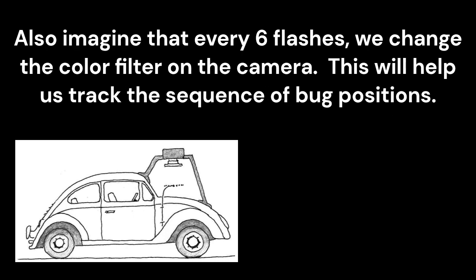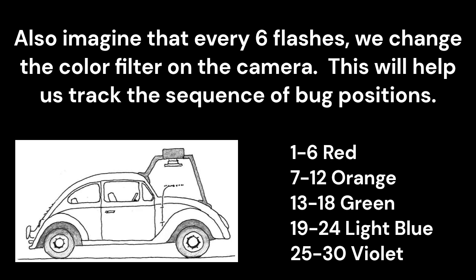Also imagine that in this strobe camera, every 6 flashes we change the color filter on the camera. This will help us keep track of the sequence of bug positions. And we're going to use the old chromatic Roy G. Biv sort of red, orange, green, light blue, and violet. So the first initial steps will be in red, and the final steps of the cycle will be in violet.